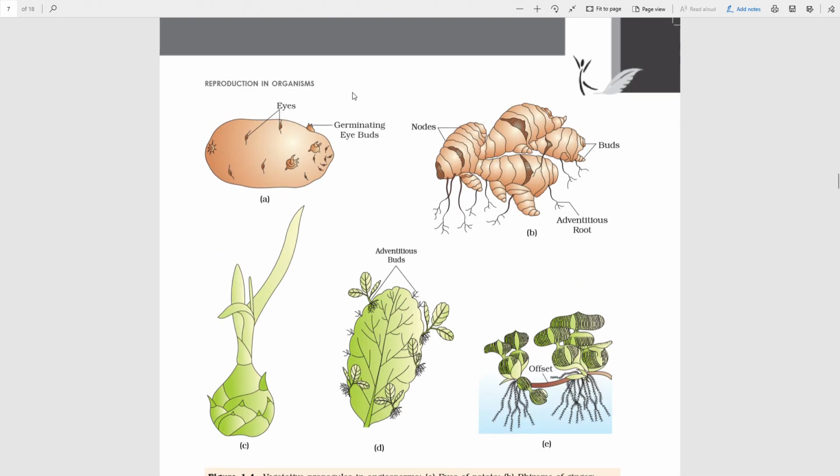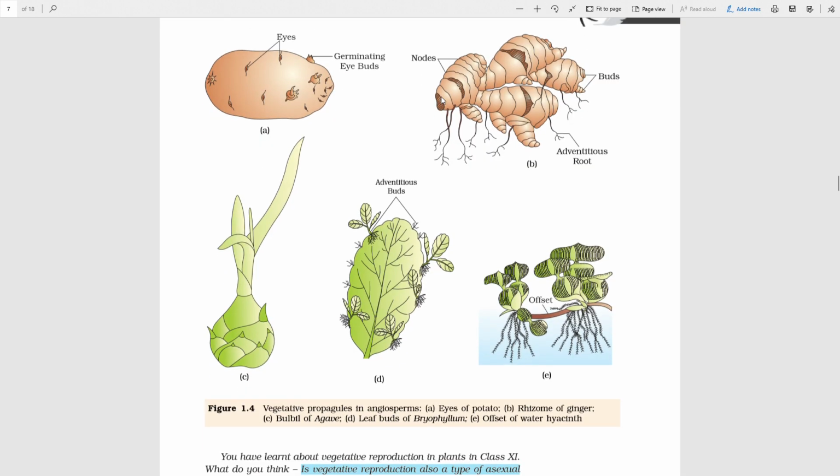So now let's look at the potato. We obviously all have seen the potato. The potato has these small eyes which are capable of growing buds on it, or the offspring, we can say. This is a type of vegetative propagation, and these eyes or germinating eye buds are known as propagules. So if you detach them and sow them in the soil, they will grow into new potato plants. Okay, next we have the ginger, which is a rhizome.